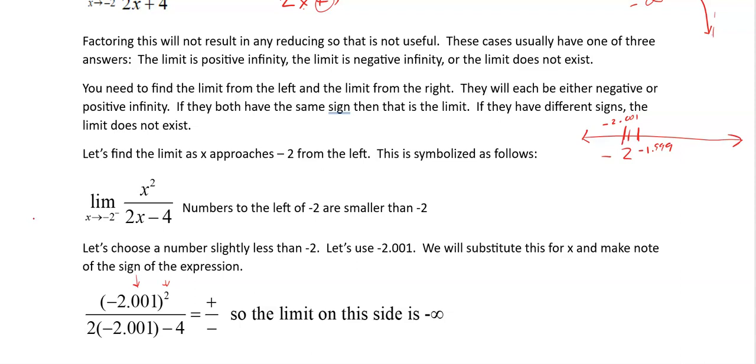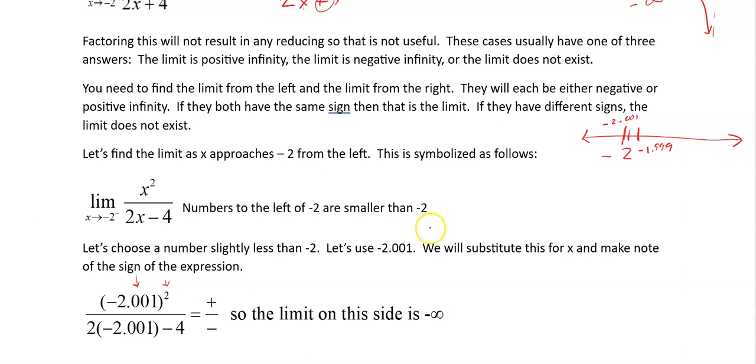And on the bottom, a 2 times a little bit more than -2 is going to be like a -4.002. When I subtract 4 from that, I am going to get sorry, this should be the limit as x goes to positive 2. I don't know why it says -2 there. This should, all right, I'm going to stop the video here.